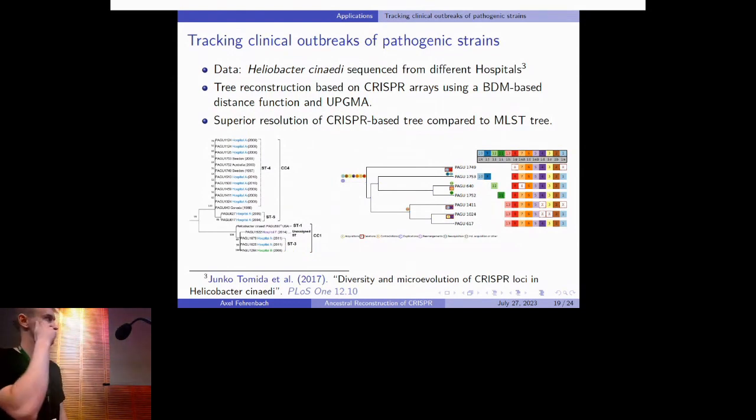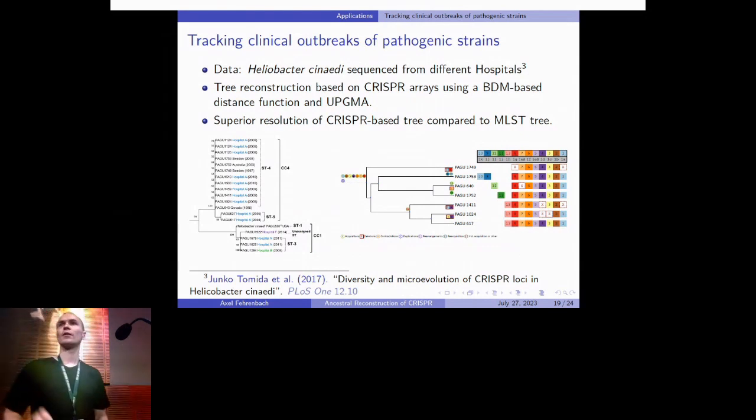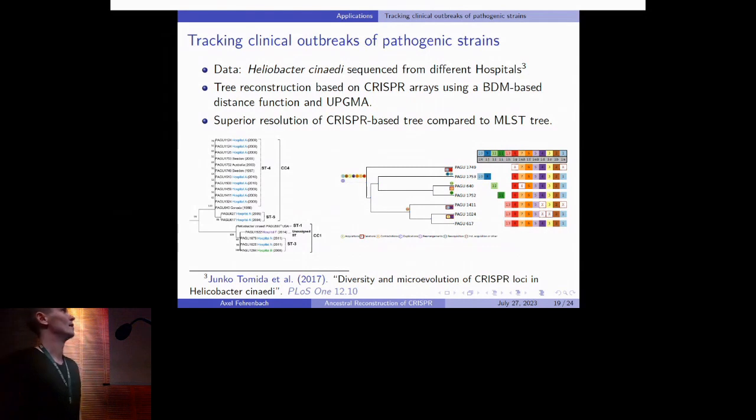Here's an example from a paper from Tomita. They got sequenced strains from different hospitals, and they did an MLST tree, which you see on the left, and the CC4 group is the interesting one. As you can see, there's not much resolution. You can't really separate them. If you look at the CRISPR arrays, which are on the right, you actually see there is some difference. It's not an amazing amount of difference, but there is some, which you can use to reconstruct a tree based on a very simple model that we used with UPGMA and the block deletion model.